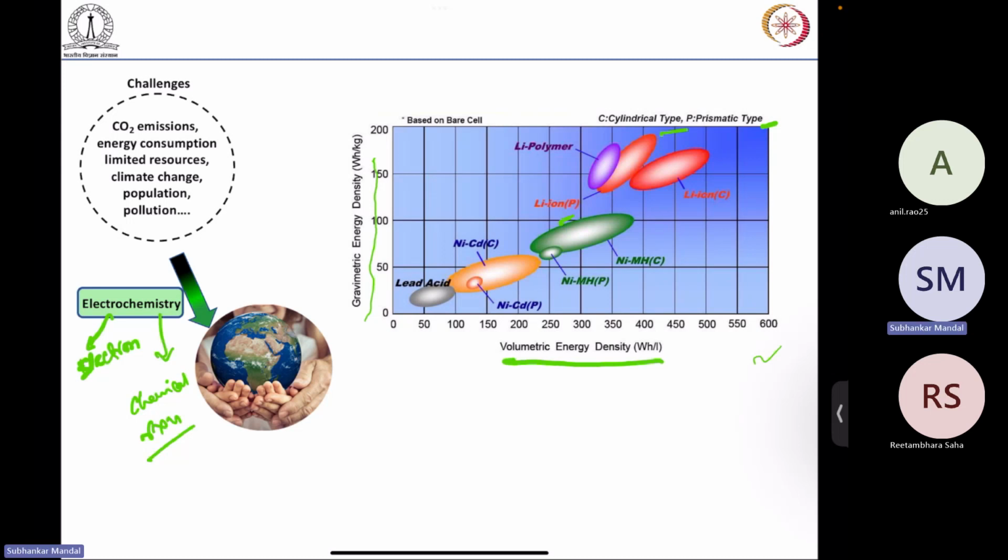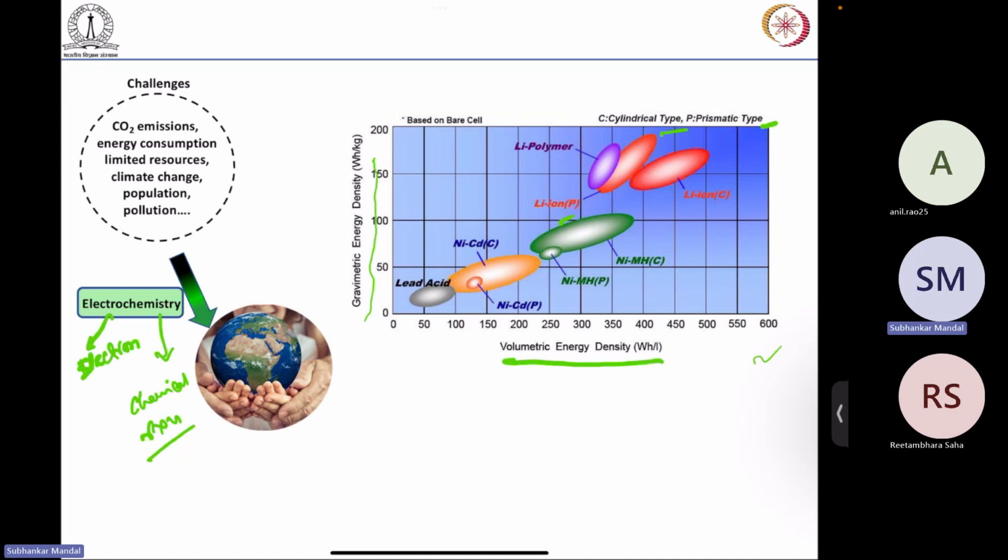So basically, suppose you make a battery, and whatever capacity or power you are getting, W is watt, the unit of power. Whatever power you are getting from the battery, you can divide that value by the total weight of your battery, because nowadays people are using battery electric vehicles.